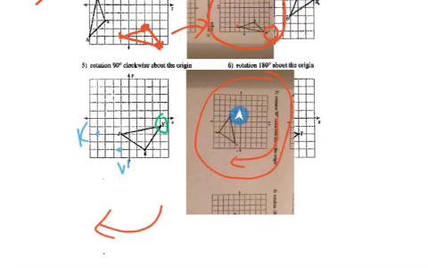Take a look at what J is. J is up here. Okay, J was in the 3rd quadrant. It's now moving up to the 2nd quadrant because it moved 90 degrees. And it's simply over 2, up 1. So I'm going to go over 2, up 1. And then connect all 3.